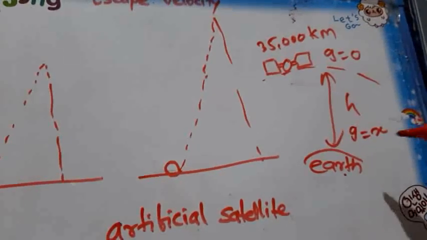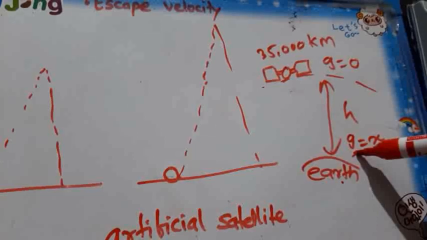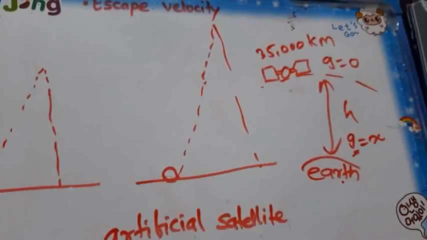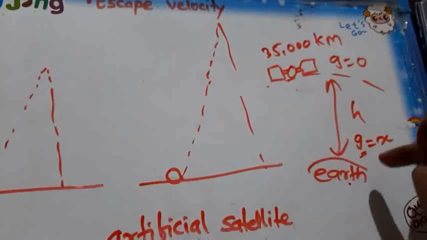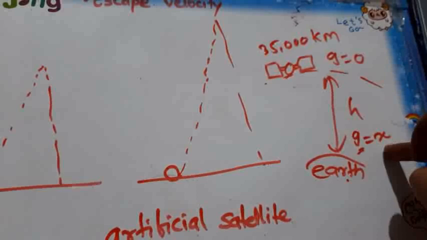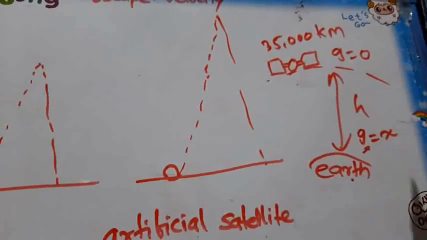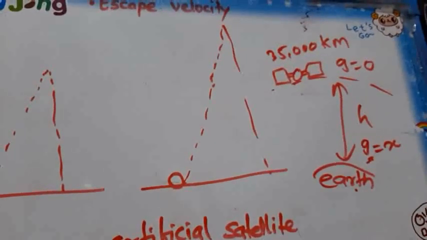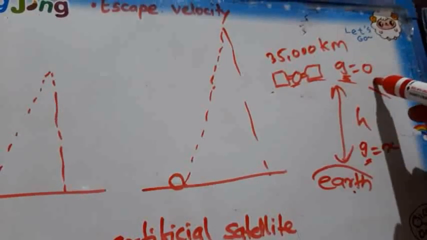Because the gravitational force of the earth is acting on the object only up to particular heights. Up to particular heights, this gravitation has a certain value. But once the distance is increased beyond a certain limit, or becomes very large, then this acceleration due to gravity, or gravity of the earth, becomes 0.